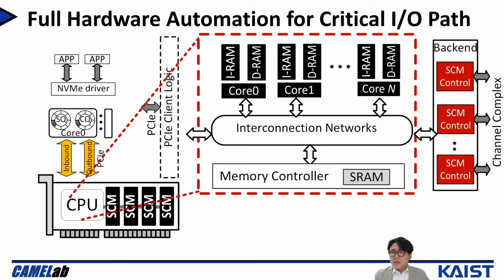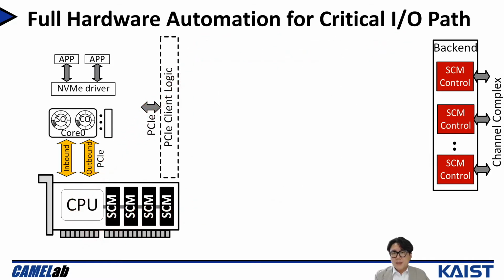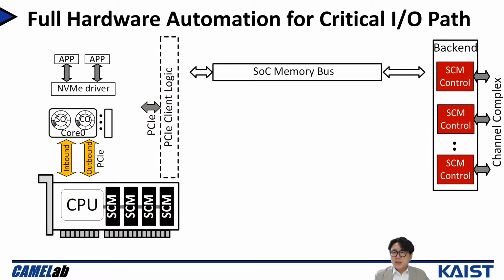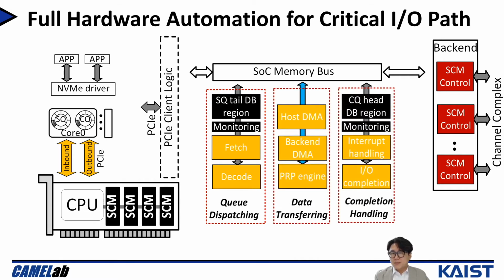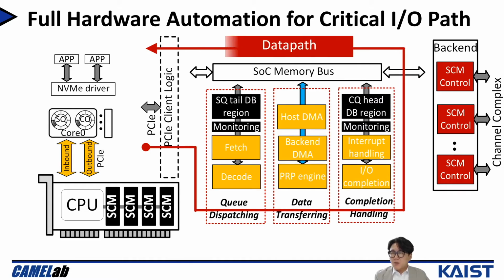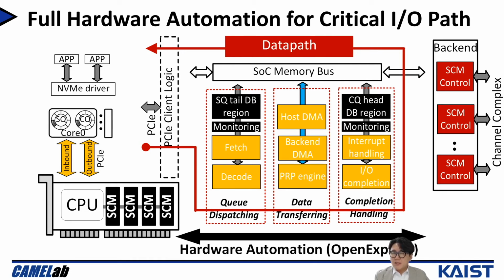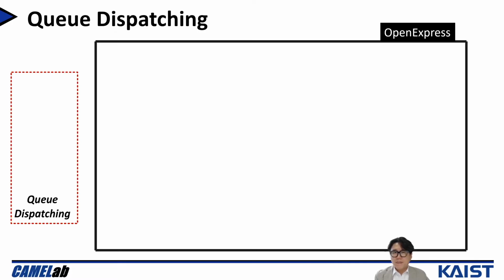OpenExpress removes the conventional multi-core front-end. To this end, we place a system-on-chip memory bus between the PCIe client and a back-end SCM channel complex. OpenExpress consists of three groups of hardware modules: queue dispatching, data transferring, and completion handling. These three groups of hardware modules operate in a pipeline manner and create read and write data paths in a fully hardware-automated manner. So let me show what the design details look like.